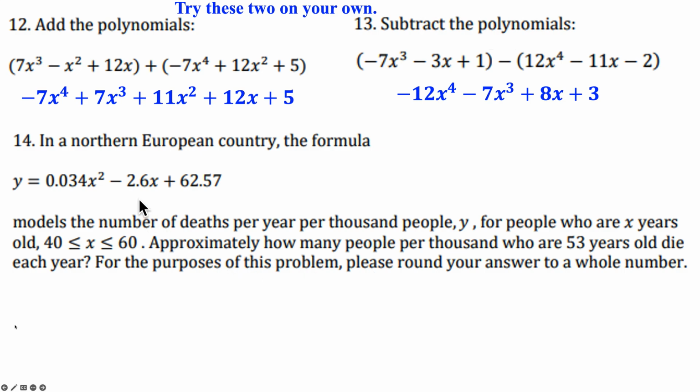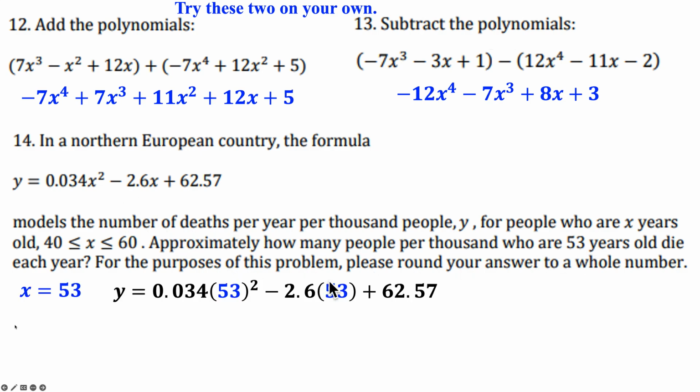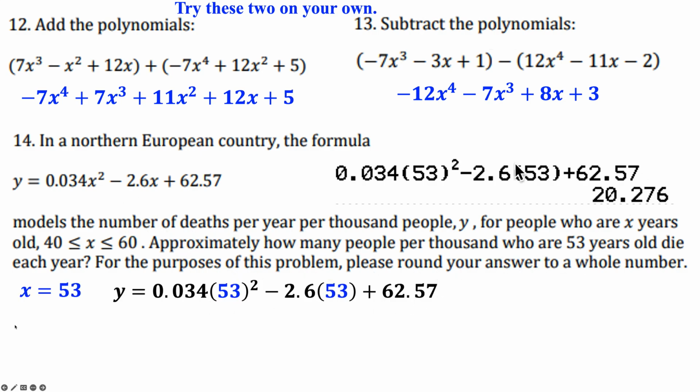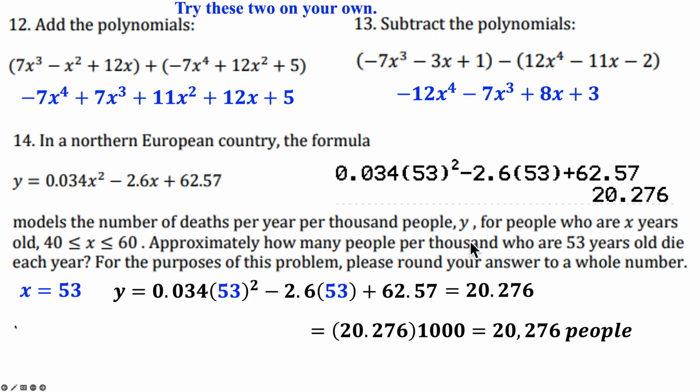All right, so we're going to take 53, put it in for our x, let the calculator crunch it out. So by showing me the substitution, that's your calculator entry. Let the calculator do all the work, and we got 20.276. Now remember, the y has to be multiplied per 1,000. So taking that 20.276, multiplying by 1,000, will be 20,276 people.